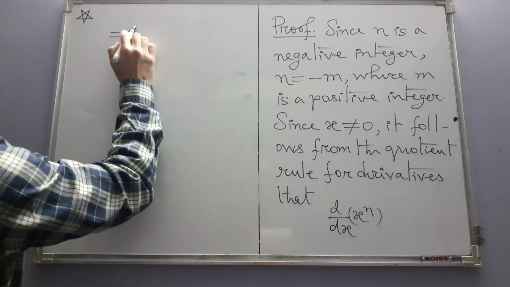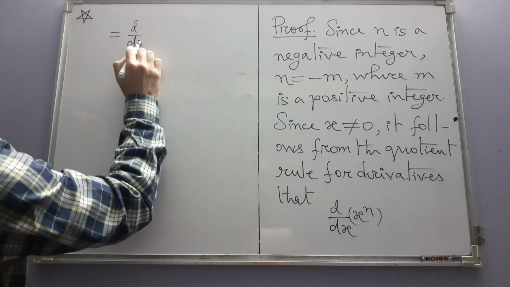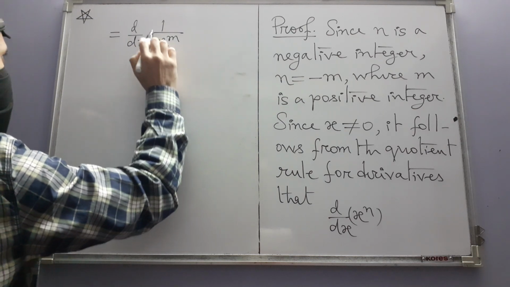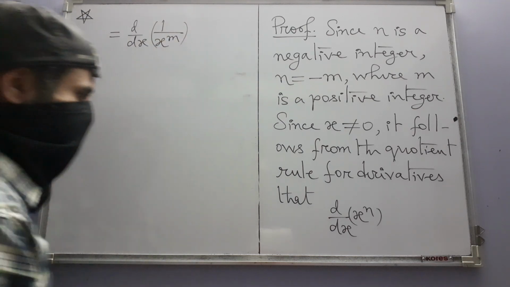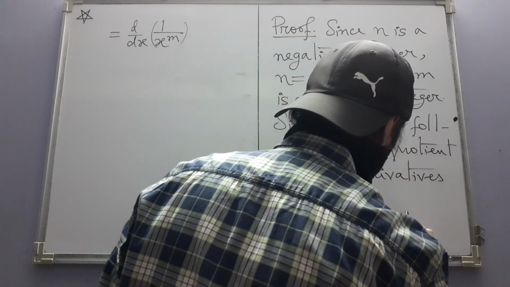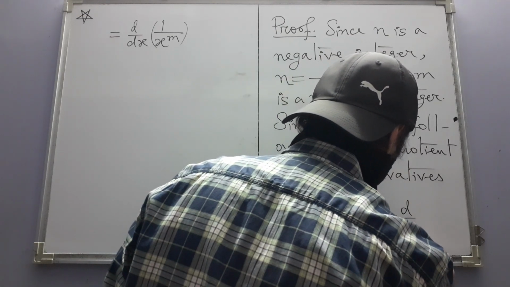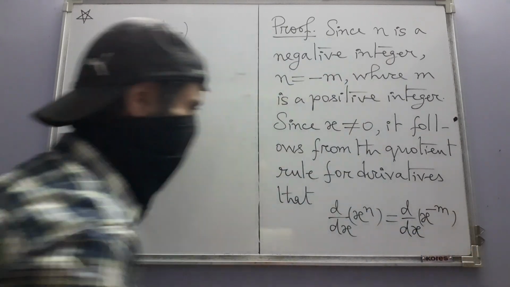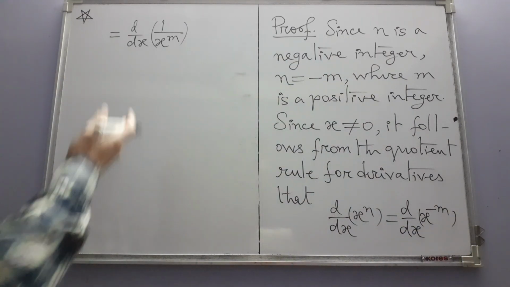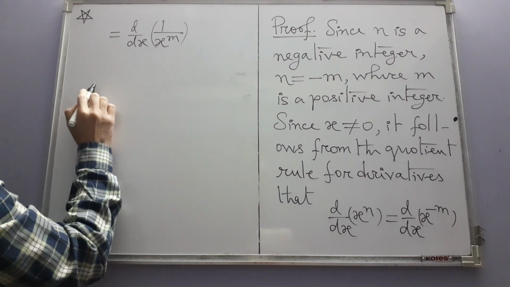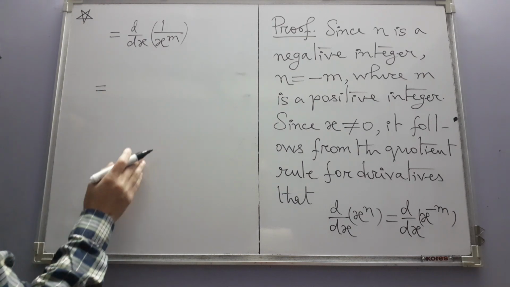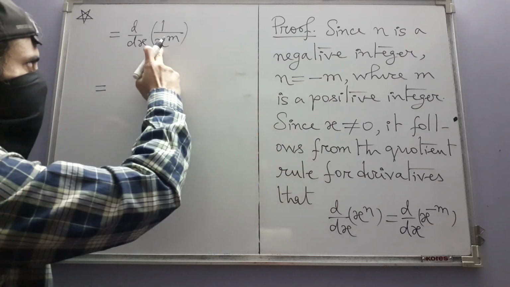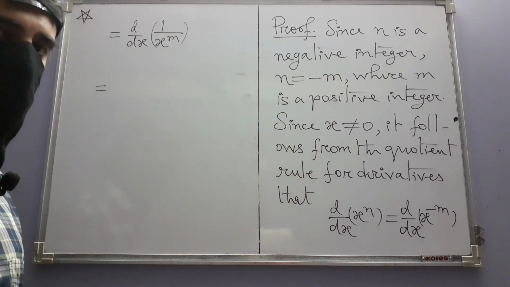And that, of course, is this. Actually, there is one more step. If you want, you can replace n with minus m. The x to the power minus m is this. So now by the quotient rule, and note that you are able to apply the quotient rule because x is non-zero, and so x to the power m is also non-zero.